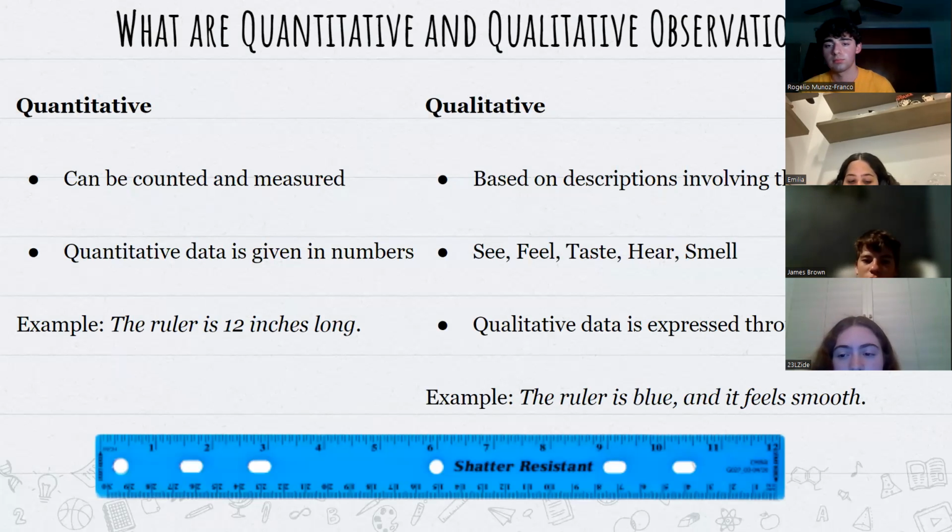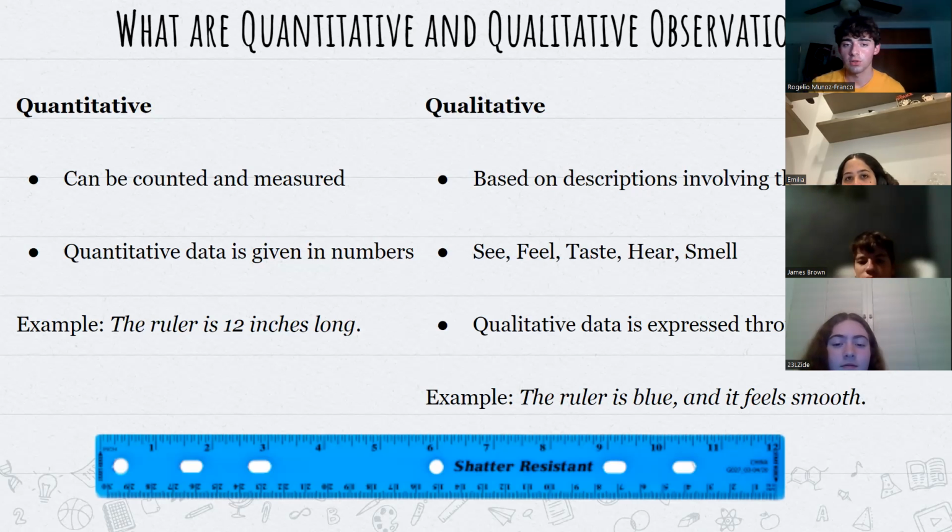Qualitative, based on descriptions involving the 5 senses: see, feel, taste, hear, smell. Qualitative data is expressed through adjectives. Example, the ruler is blue and it feels smooth. Thank you, James. So on the other hand, this is a qualitative example because it uses descriptors and adjectives and the senses to tell us how the ruler looks and how it feels.